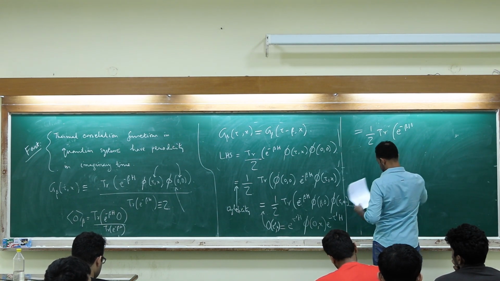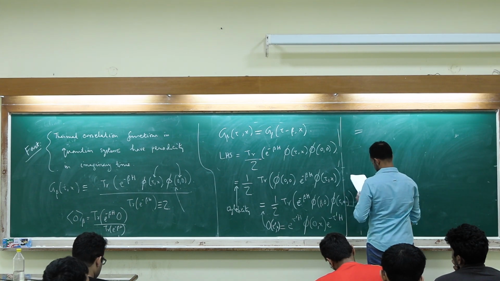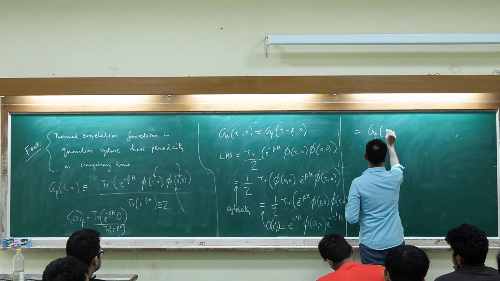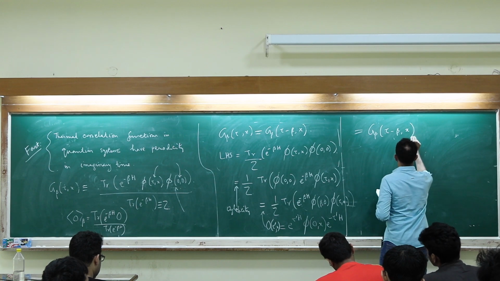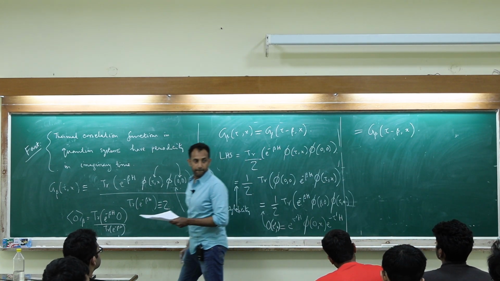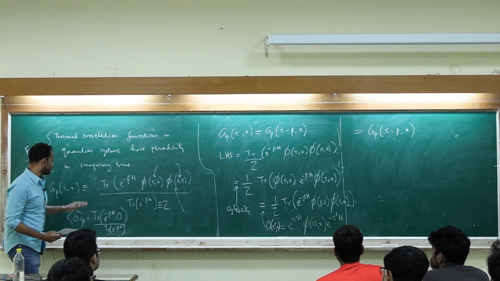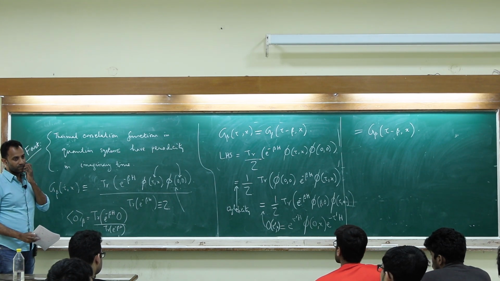Oh, I already wrote that part. So this is nothing but G_B of t minus beta, x. Is that fine? Okay, but that's just the definition coming from here.